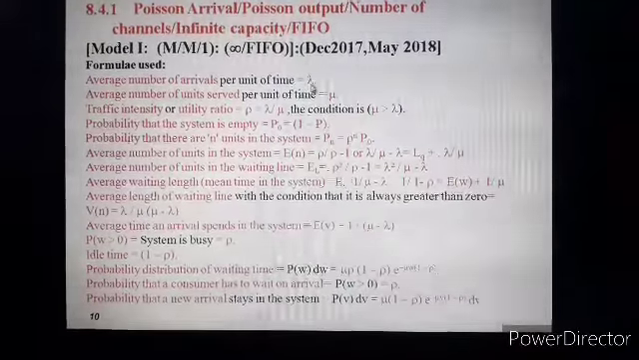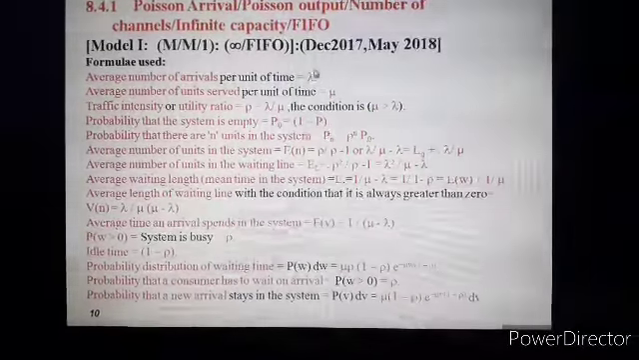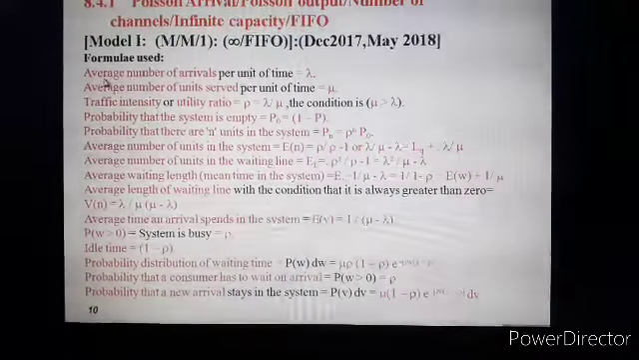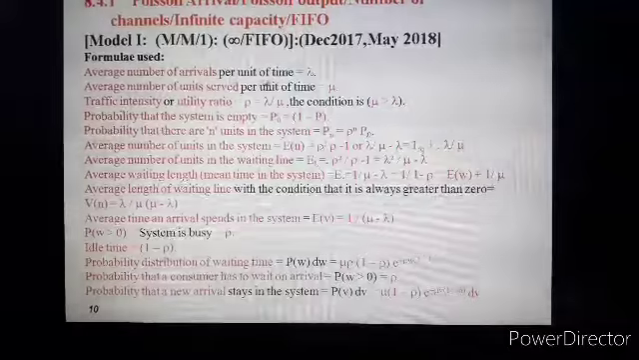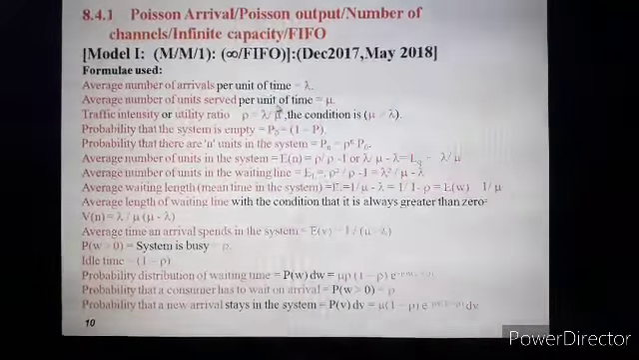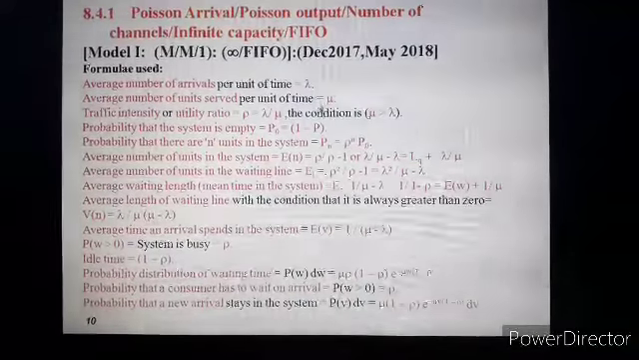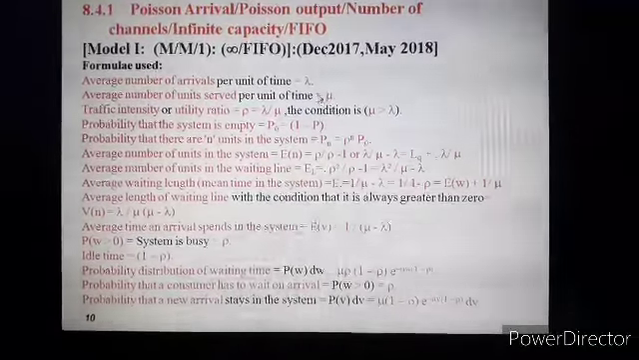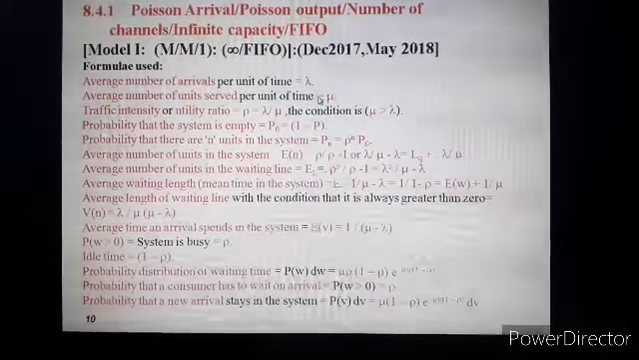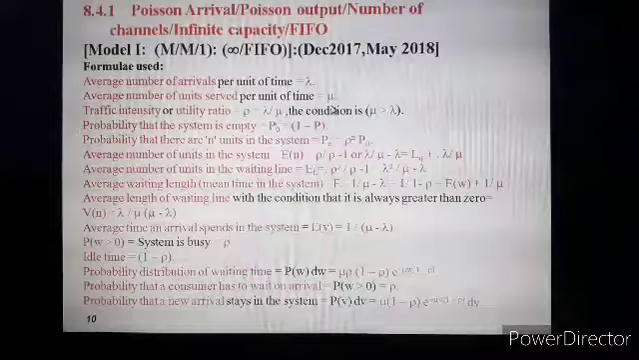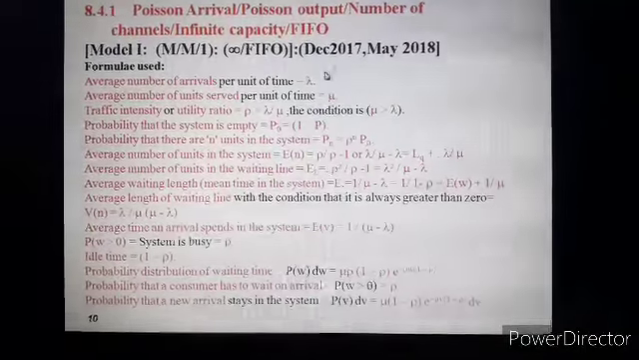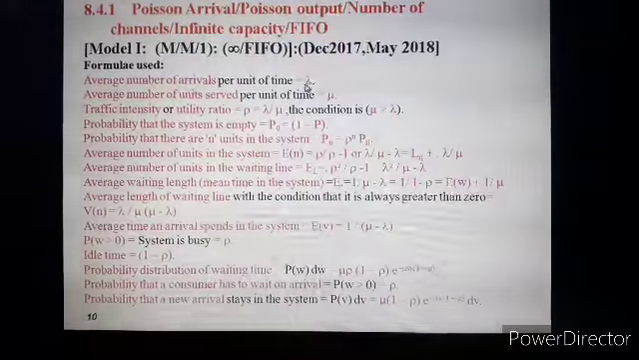So lambda is the arrival pattern. Lambda is our variable for arrival pattern in all the models. It indicates the average number of arrivals per unit time. Then mu is the average number of units served per unit time. So lambda is the arrival rate, mu is the service rate. This lambda and mu are always referred to in all the models, so these are the two important variables for us.